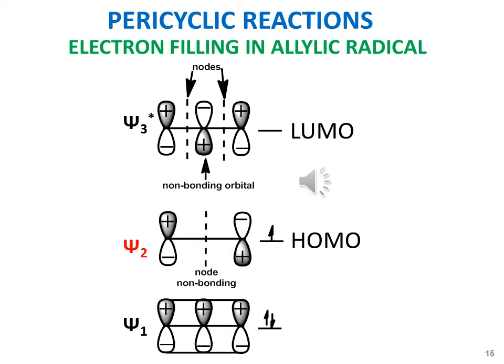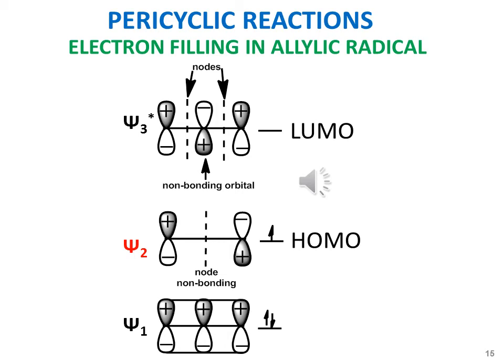For the case of the allylic radical, you may see that the psi1 orbital is the ground state energy level, whereas the psi2 is the HOMO, or the highest occupied molecular orbital, for the allylic radical, which has an extra electron as compared to the allylic carbocation. So the lowest unoccupied molecular orbital for the allylic radical should be psi3 star.